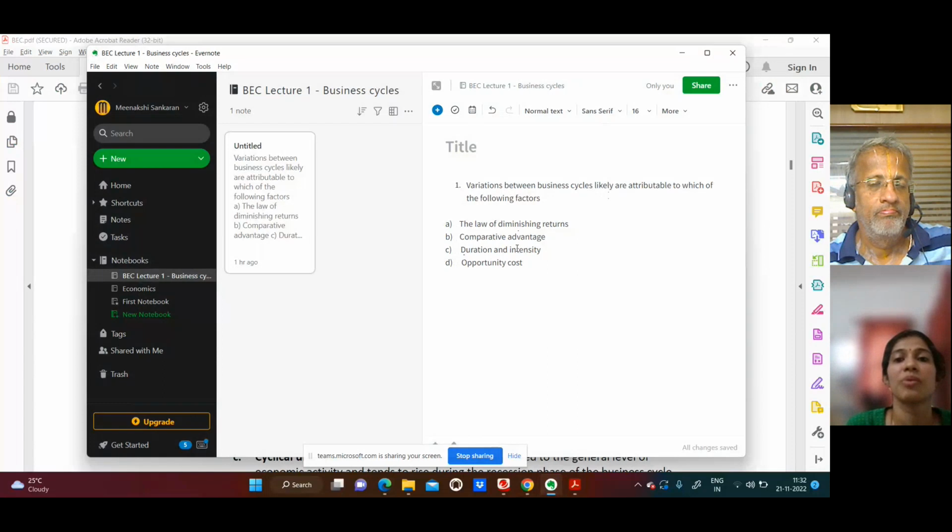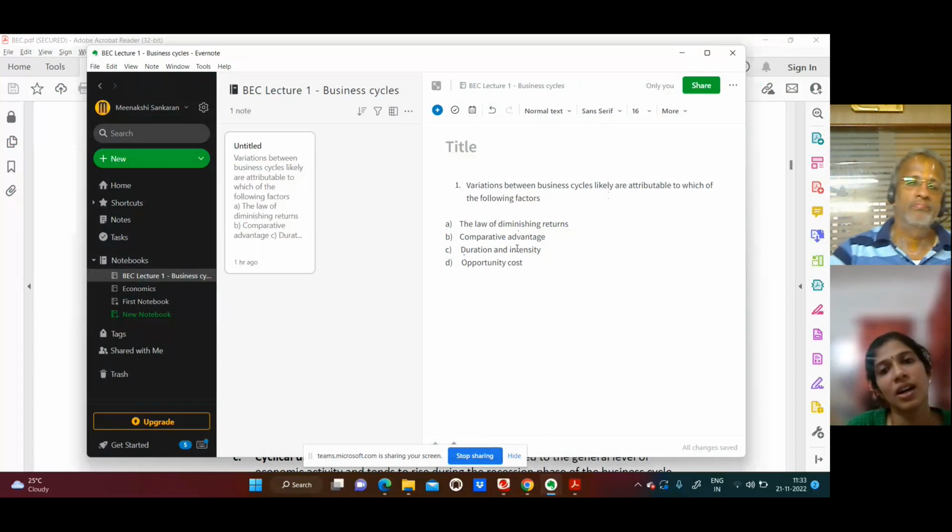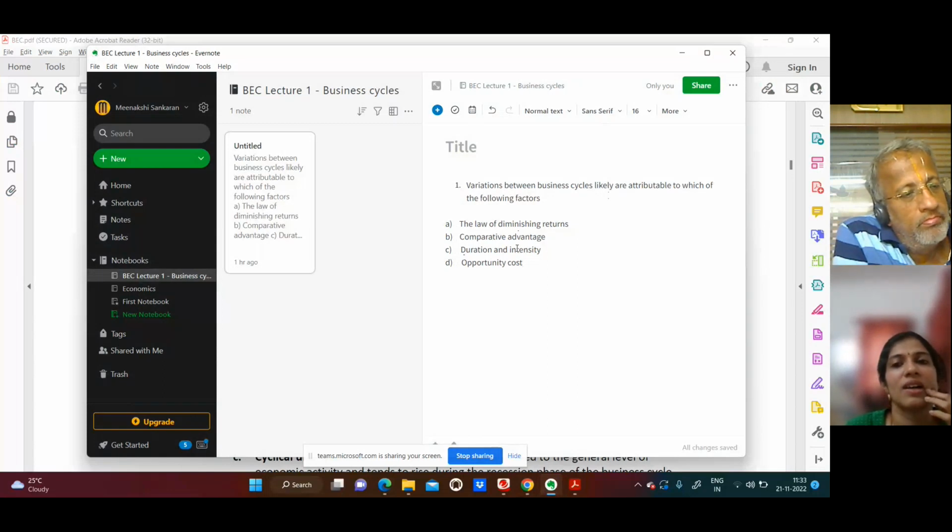it talks about the utility factor and all that. So it is altogether a different concept. So we can ignore that. Then comparative advantage. Comparative advantage, again, business cycle and comparative advantage.